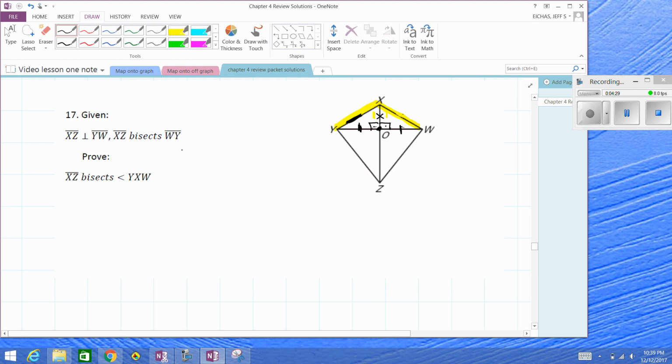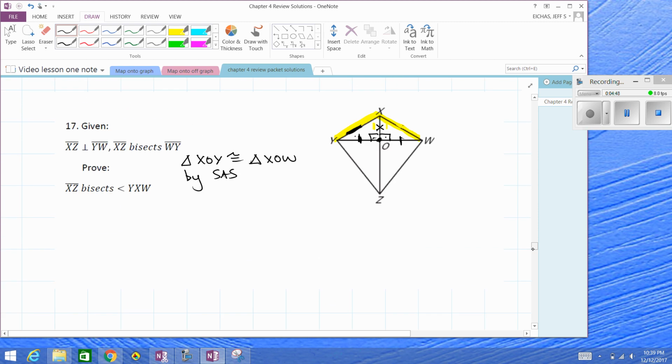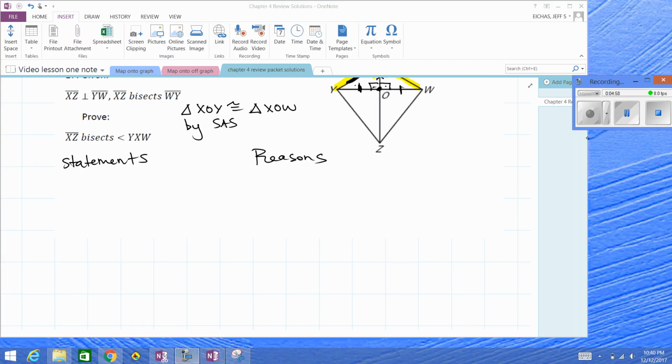So what I'm going to try to do is I'm going to try to prove that triangle XOY is going to be congruent to triangle XOW. And that is by, looks like side, angle, side, triangle congruence theorem. So that's my pre-proof and my plan. So let's go ahead and do that. So we got statements and we've got reasons.